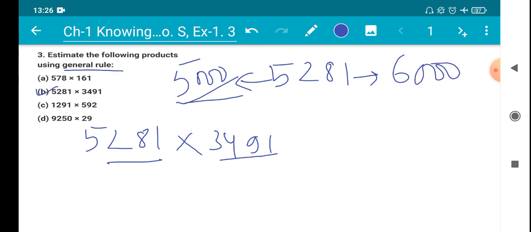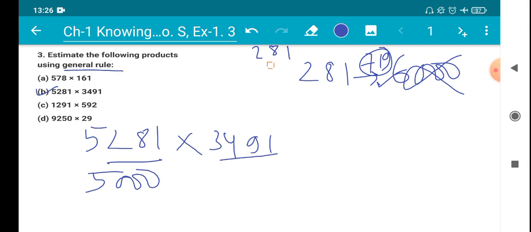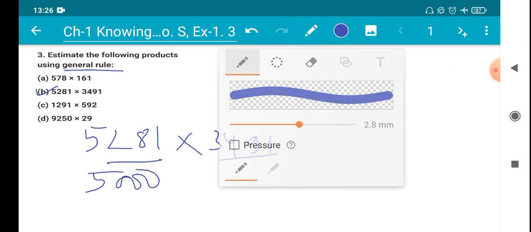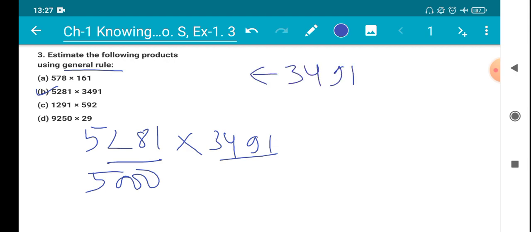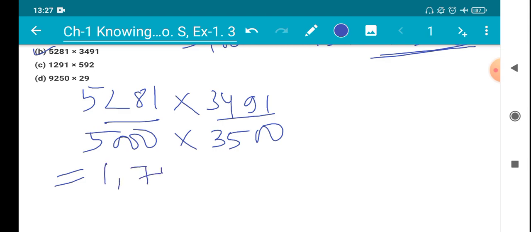To get 5000 you have to subtract 281, and for 6000 I have to add 790. Which one is bigger? Of course this one is bigger, so I'm not going to choose it; I'll choose 5000 here. Similarly, for 3491, I want to change it into its nearest 100 value, so it may be 3400 or 3500. Subtracting 91 gives 3400, but just adding 9 you will get 3500. So multiplying with 3500 you will get 1,75 lakh.